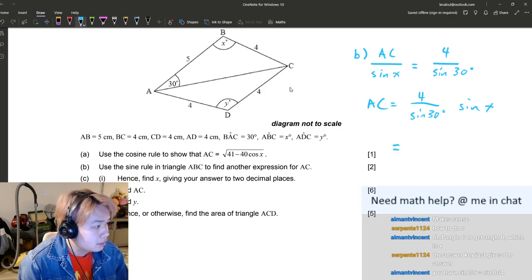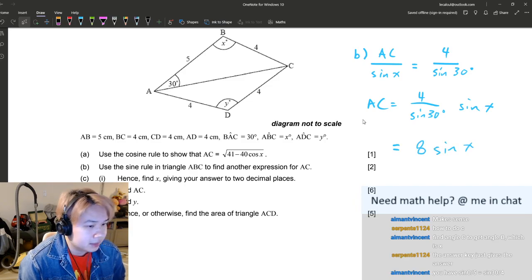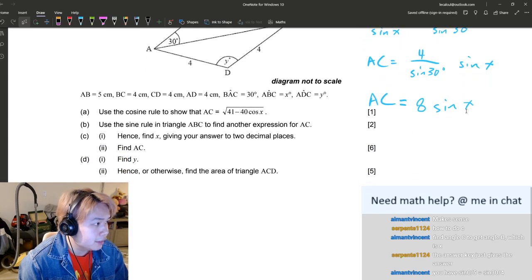And then, well, we can simplify this. Sine 30 is 1 over 2, I think. So then this just becomes 8 sine x. So hopefully you're okay with this. Now, because we have 2 expressions for AC, that means that these 2 things are equal.